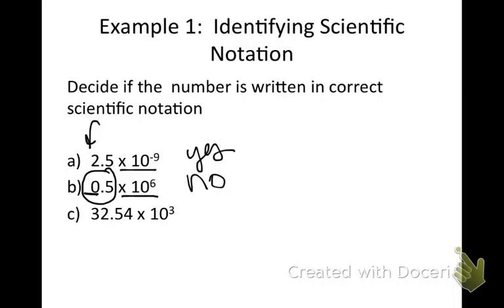Let's look at our last one. We have times a power of 10, correct? But I do not have a number between 1 and 9. I have 32, so you always have to look at the ones place. So no, that one is not written in correct scientific notation.